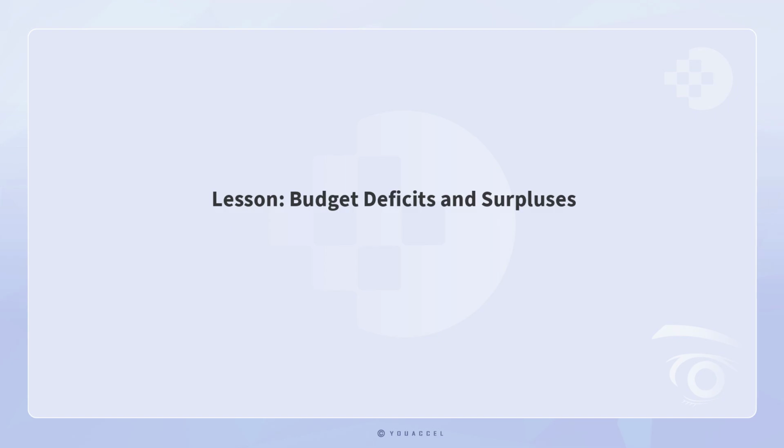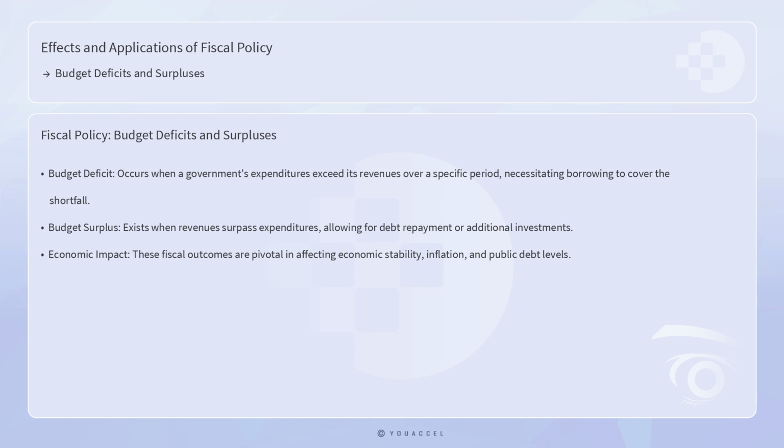Lesson: Budget Deficits and Surpluses. Budget deficits and surpluses represent fundamental aspects of fiscal policy, shaping the economic landscape and influencing government decisions on spending and taxation. A budget deficit occurs when a government's expenditures exceed its revenues over a specific period, necessitating borrowing to cover the shortfall. Conversely, a budget surplus exists when revenues surpass expenditures, allowing for debt repayment or additional investments. These fiscal outcomes are pivotal in the broader context of fiscal policy, affecting economic stability, inflation, and public debt levels.